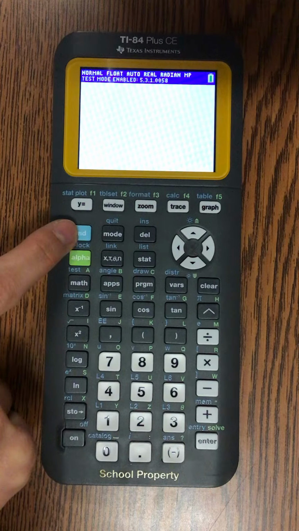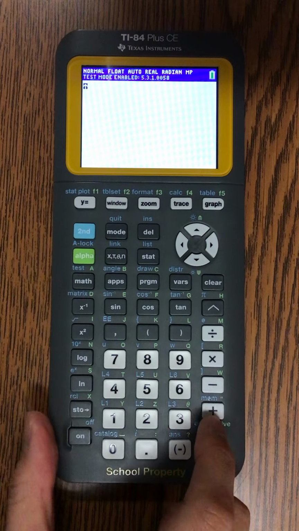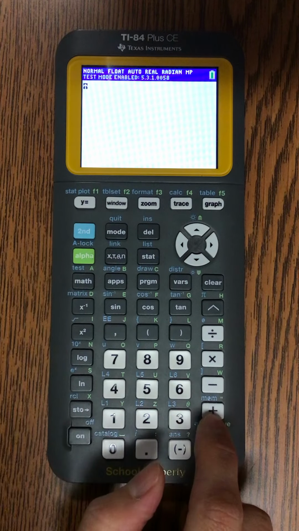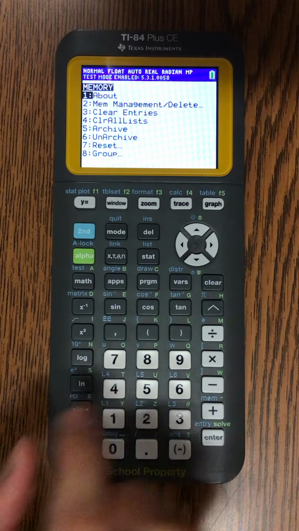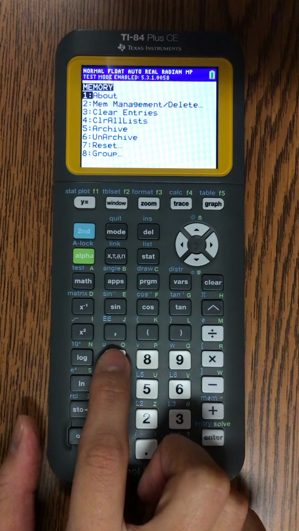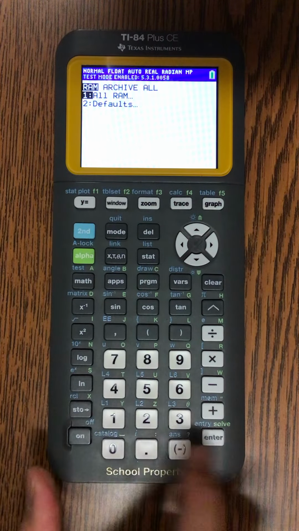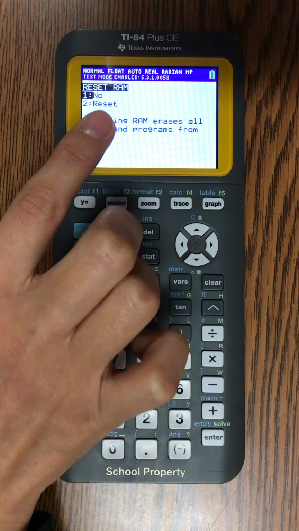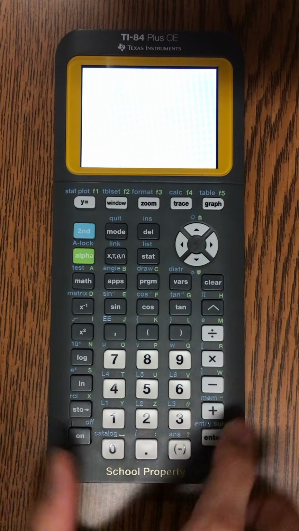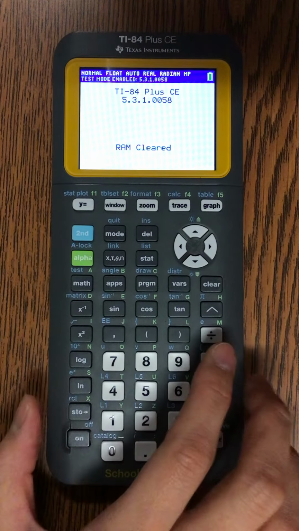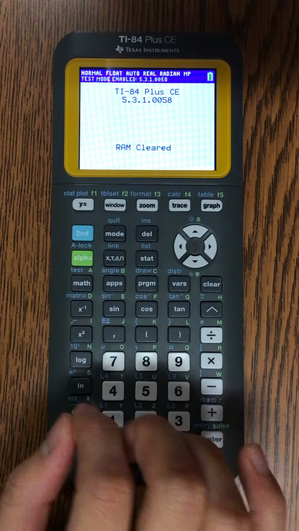Once you do that, you press the plus sign where it says MEM, so it's second, plus for MEM. You can reset your calculator by pressing 7 or scrolling down to number 7 and pressing enter. Then press All RAM and then 2 for Reset, and now we have a reset calculator. So now every function should be on default.